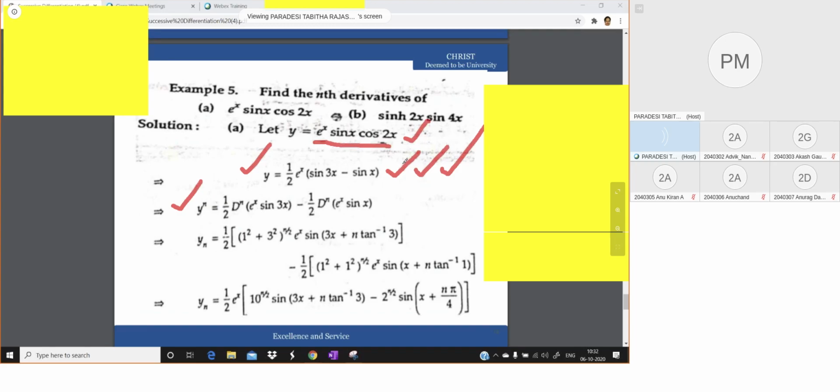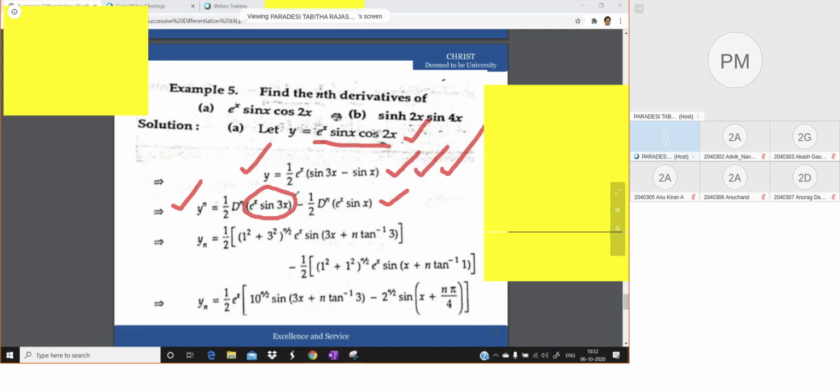If it is right, then straight away we apply the nth derivative. We need to apply nth derivative for the first term, e power x into sine 3x, and the second term, e power x into sine x. So we want to apply the nth derivative. Now remember, look at this carefully. Tell me what is your A and what is your B.